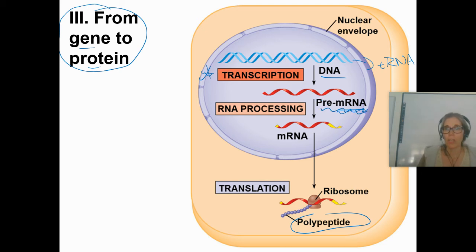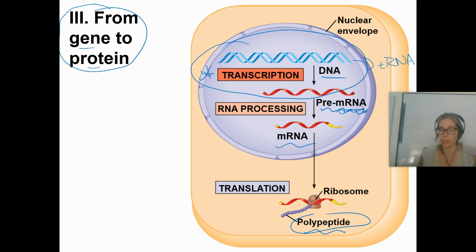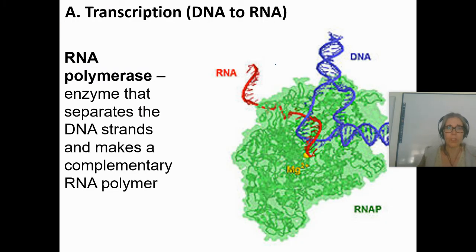So there's a pre-RNA, and then that gets modified a little bit, which we'll talk about later in a different video, and then that RNA will be translated into a polypeptide. But for right now, we're just going to be talking about transcription from DNA to RNA. So how does this happen?